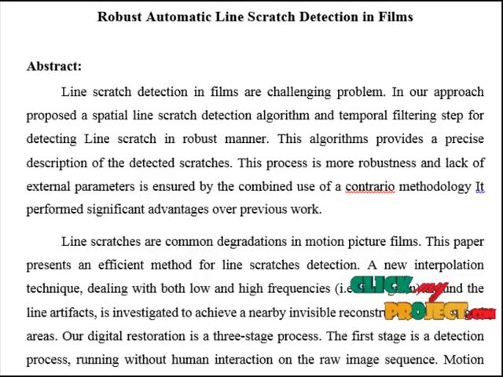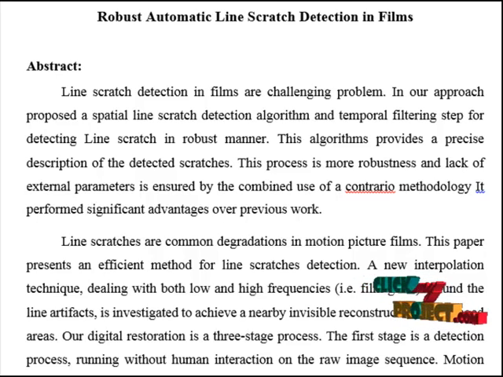Line scratches are a common degradation in motion picture films. This paper presents an efficient method for line scratch detection, and a new interpolation technique dealing with both low and high frequencies, that is film grain, around the line artifacts is investigated to achieve a nearly invisible reconstruction of damaged areas. Our digital restoration is a three-stage process. The first stage is a detection process running without human interaction on the raw image sequence. Motion compensation is computed during this step and the relevant information stored.